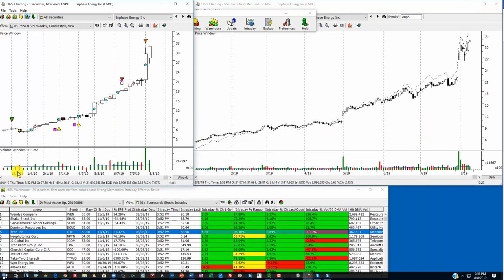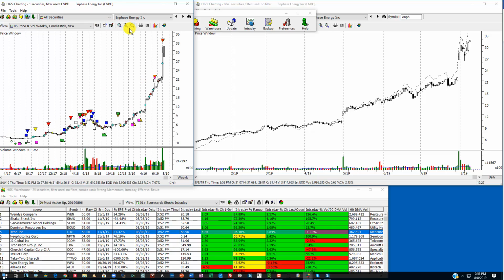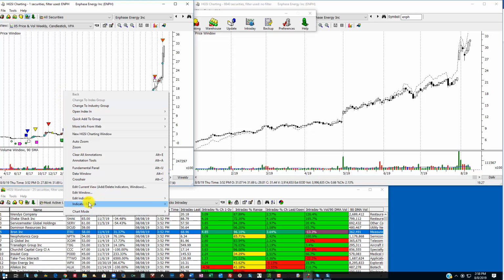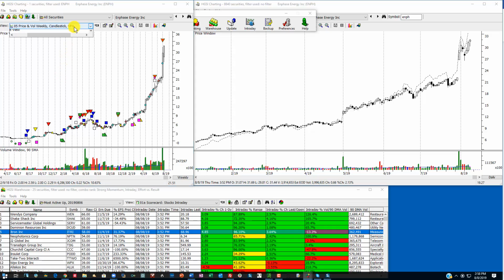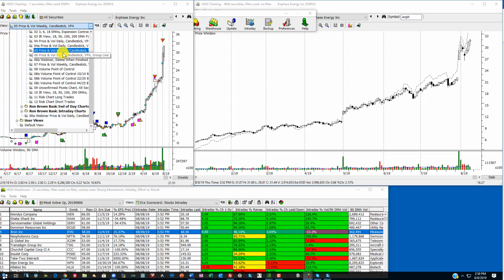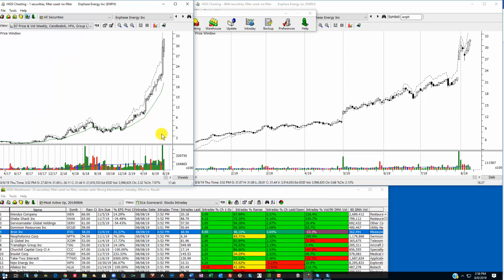And let's see, this is December, and this is a weekly chart. I'm going to get rid of the, well, let's see, here I have one with a group line here. This is going back to January, that's '17.